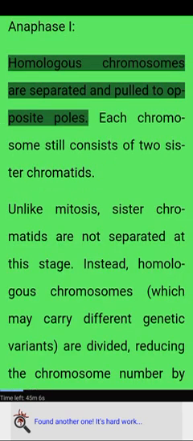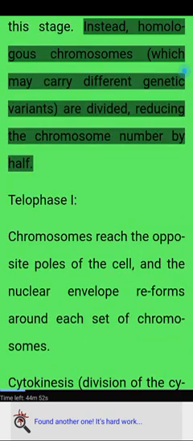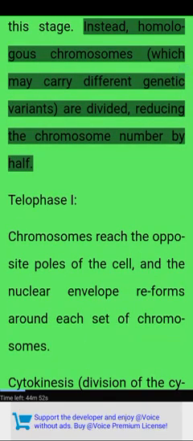Homologous chromosomes are separated and pulled to opposite poles. Each chromosome still consists of 2 sister chromatids. Unlike mitosis, sister chromatids are not separated at this stage. Instead, homologous chromosomes, which may carry different genetic variants, are divided, reducing the chromosome number by half.